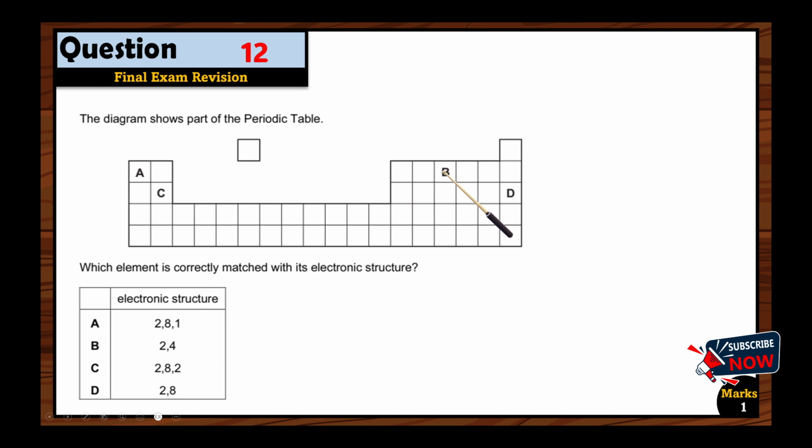Now let's come to B. What is B? It is nitrogen. So nitrogen should have 2 electrons in the first shell, and then 5 electrons in the second shell. But if you see here, it is 2, 4. That's also wrong.